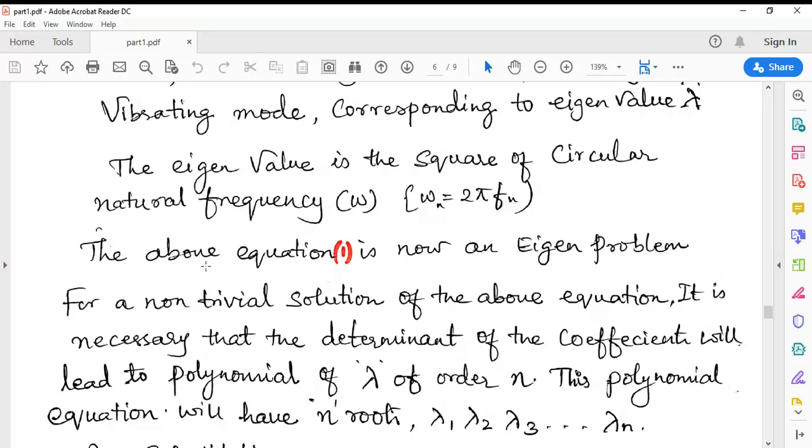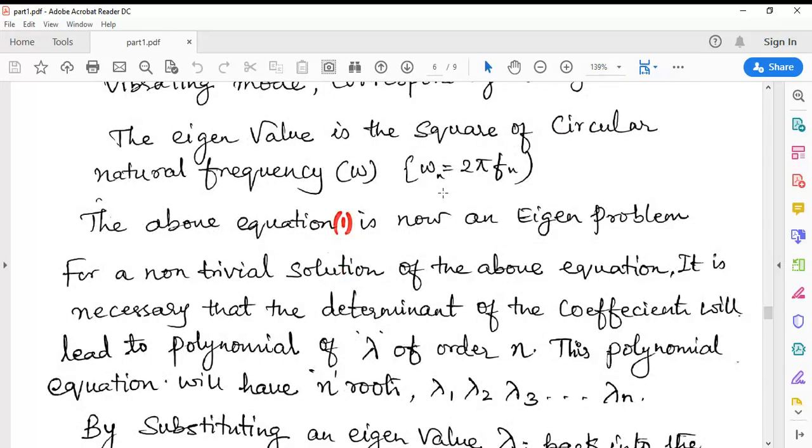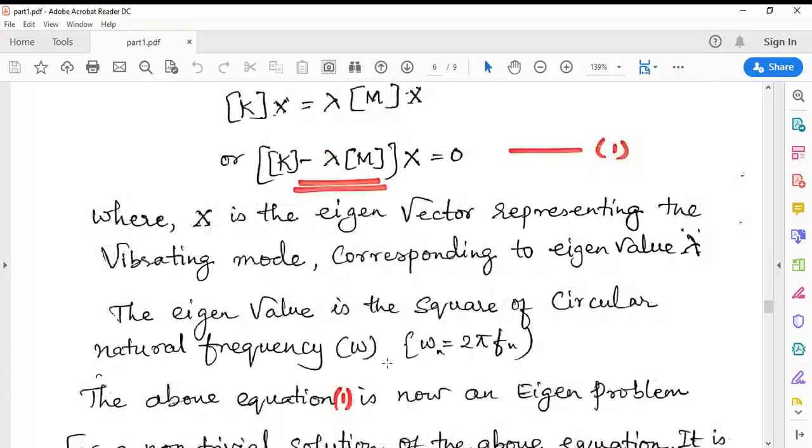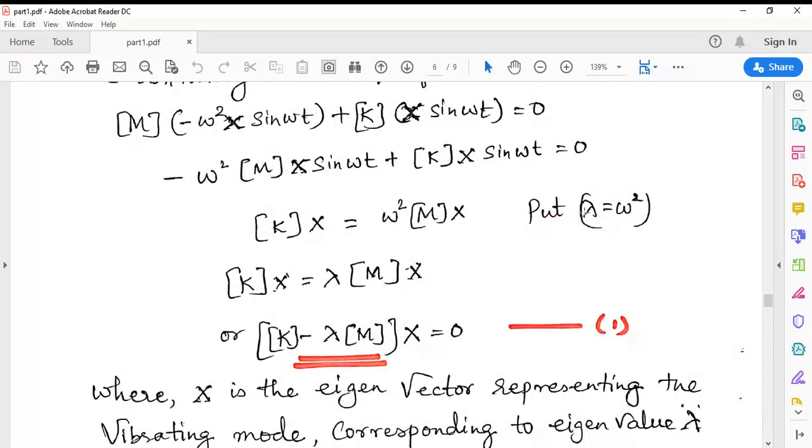Now coming back, the above equation 1 is now an eigen problem. We call (k minus lambda m) into x equals 0 an eigen problem in mathematics. For a non-trivial solution of the above equation, it is necessary that the determinant of the coefficients will lead to a polynomial in lambda of order n. You will get different values for lambda. This polynomial equation will have n roots like lambda 1, lambda 2, lambda 3, that is different natural frequencies. That is the omega square value.